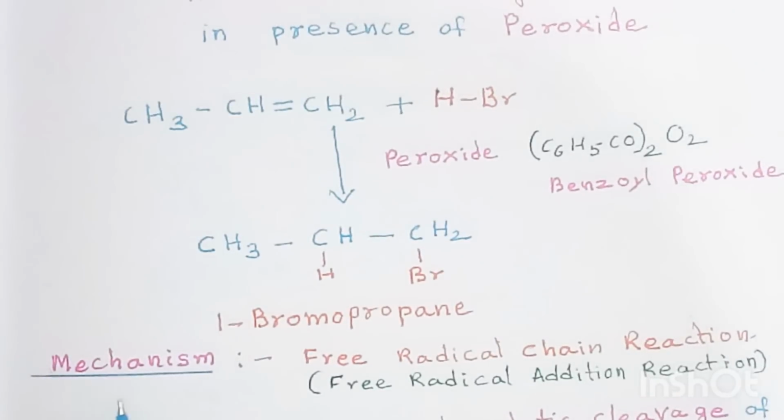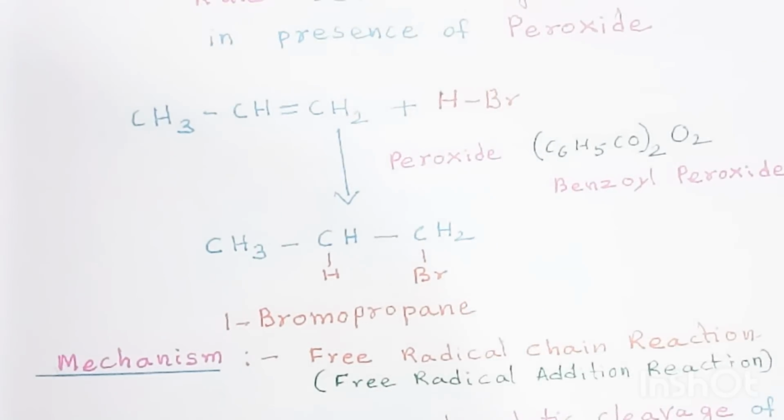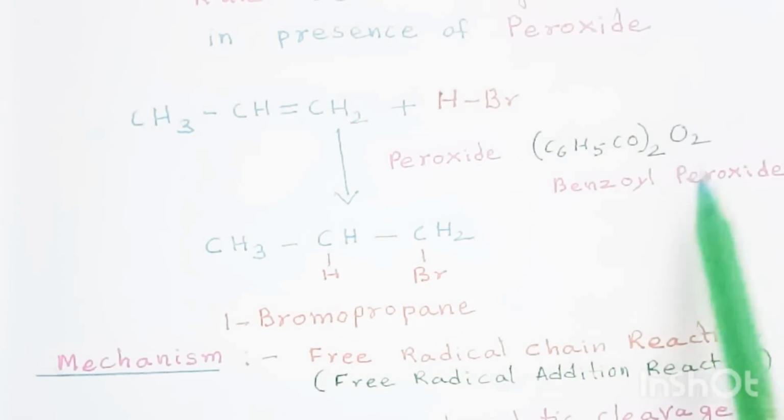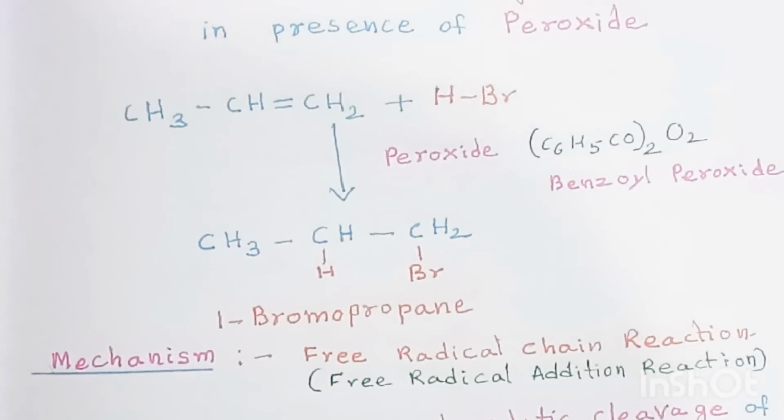Let's see the mechanism. This mechanism is free radical chain reaction or free radical addition reaction. That was electrophilic addition reaction. This is free radical addition reaction. So first the peroxide, that is benzoyl peroxide, undergoes homolytic cleavage of the bond between oxygen and oxygen to form free radicals.